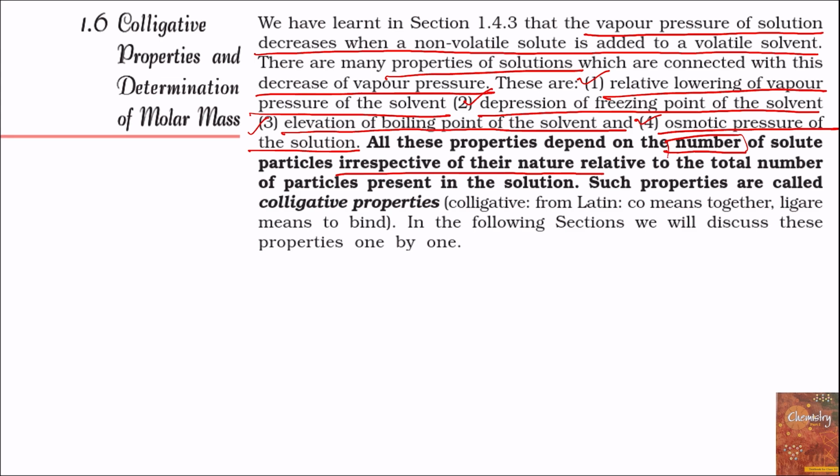So all these properties depend on the number of solute particles relative to the total number of particles present in the solution, and not on the nature of the solute particles. Such properties are called colligative properties. So relative lowering of vapor pressure of the solvent, depression of freezing point of the solvent, elevation of boiling point of the solvent, and osmotic pressure of the solution are called colligative properties.